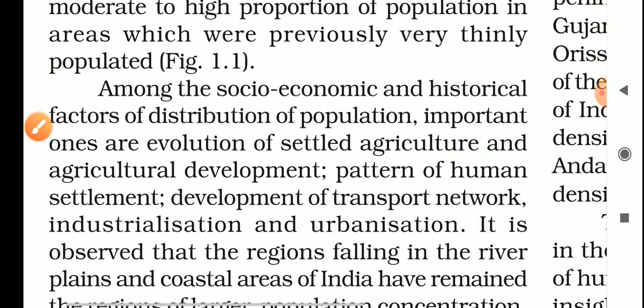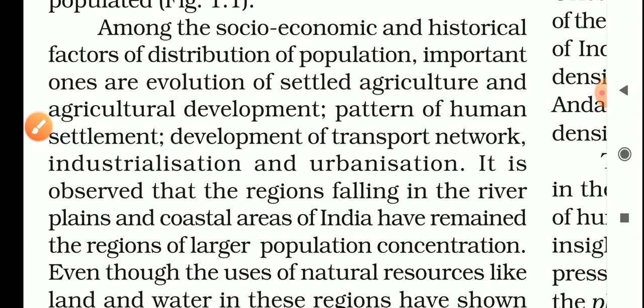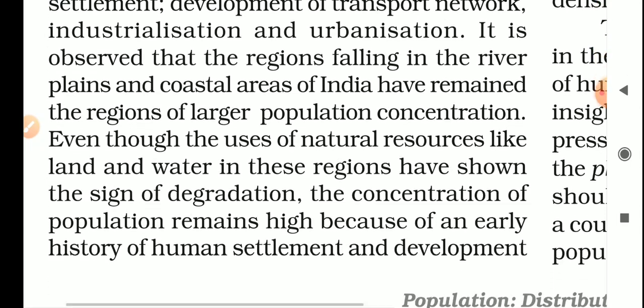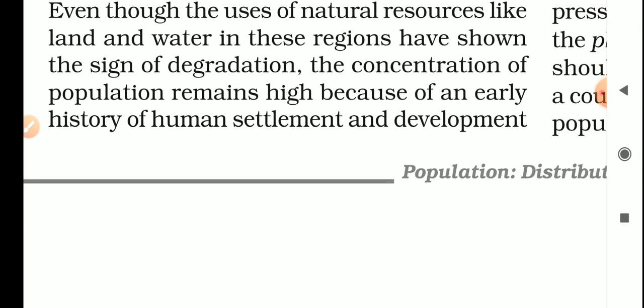Come here. Among the socio-economic and historical factors of distribution of population, important ones are evolution of settled agriculture and agricultural development, patterns of human settlements, development of transport network, industrialization, and urbanization. It is observed that the regions falling in the river plains and coastal areas of India have remained regions of larger population concentration. Even though the use of natural resources like land and water in these regions has shown a sign of degradation, the concentration of population remains high because of an early history of human settlement and development.